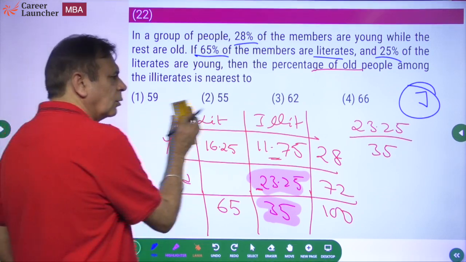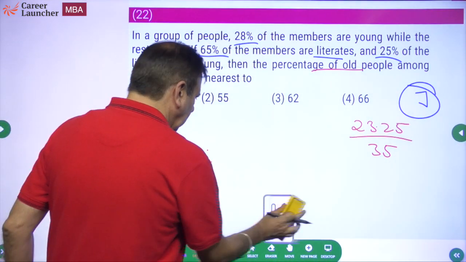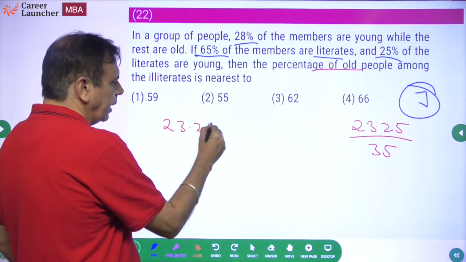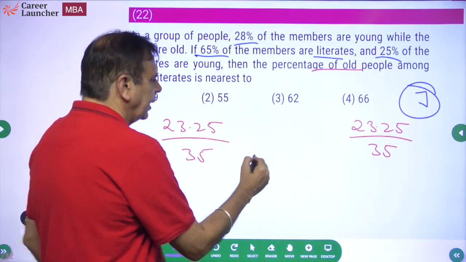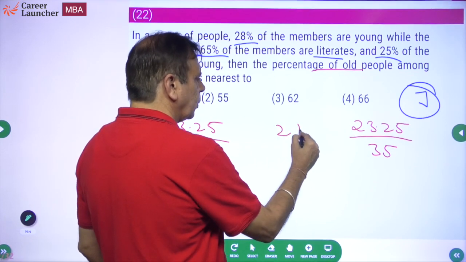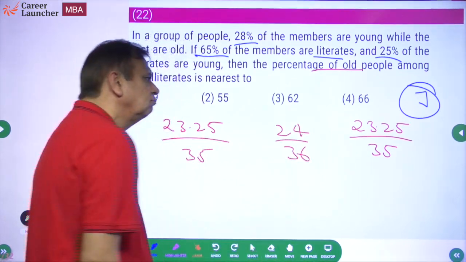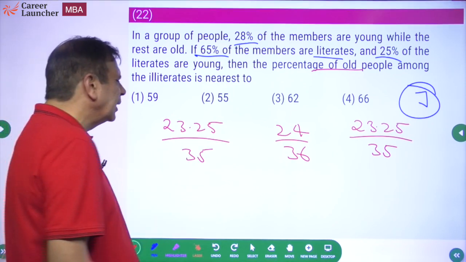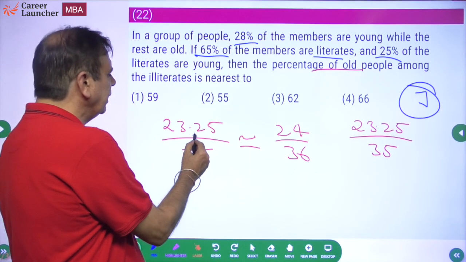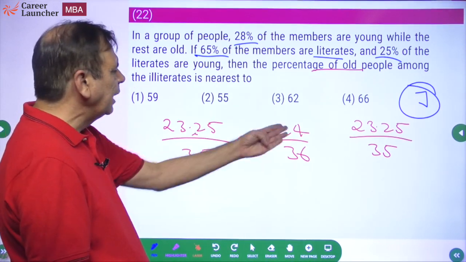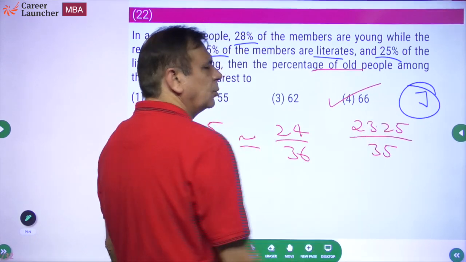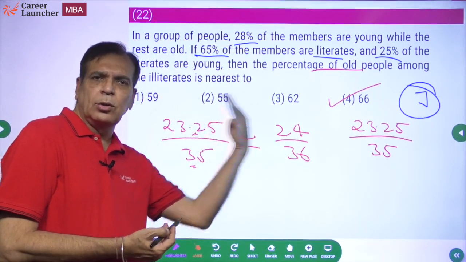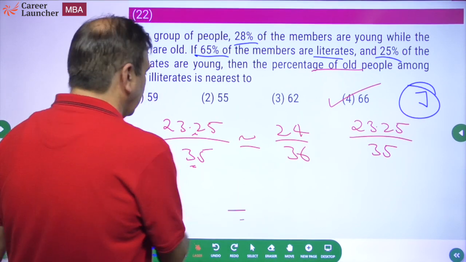Choices are not close, so we will approximate. Okay, how will I approximate? Let me just show it to you again. 23.25 upon 35. Can I not say this should be almost the same as 24 upon 36? Right? Almost the same, can I say? I've increased this slightly, increased this slightly. 24 by 36 is 2/3. This should be the answer. Okay. So learn to approximate. Look at the choices. Choices are not close to each other, so you can easily approximate.